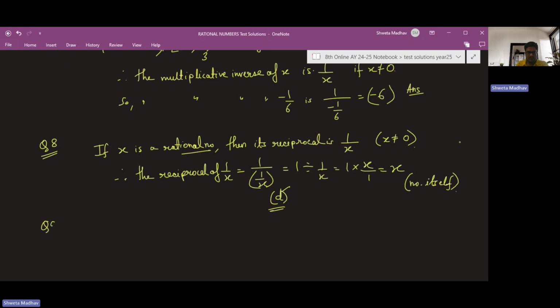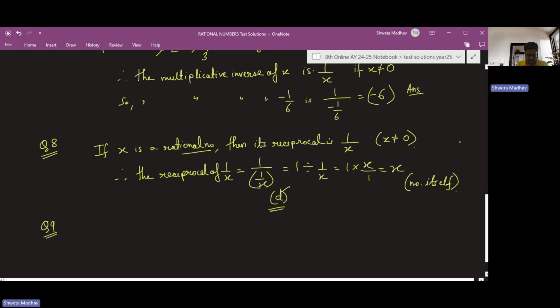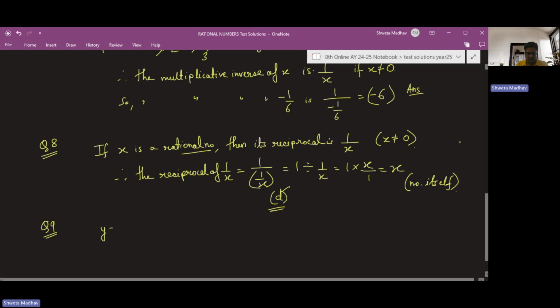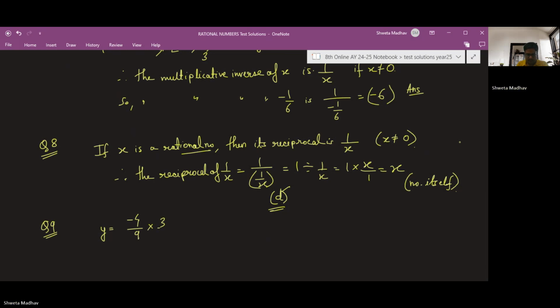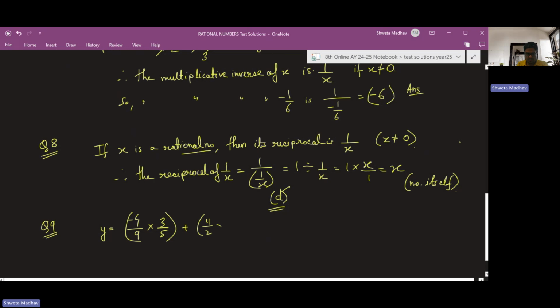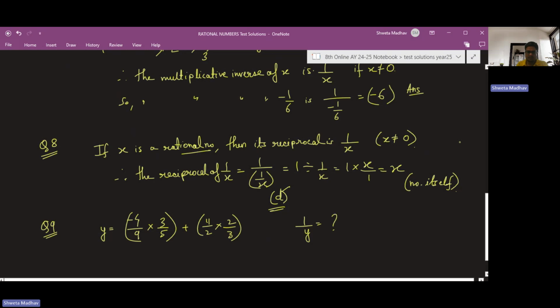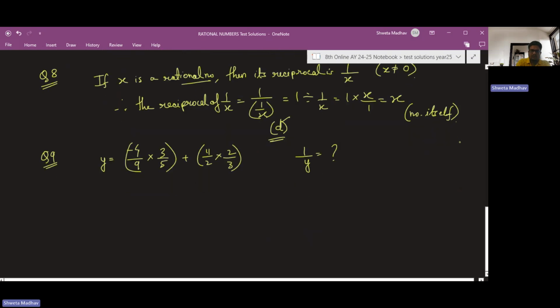Then in question number 9, we have to find the reciprocal of, let's say we take this as y. y is equal to -4/9 into 2/5 plus 11/2 times 2/3. So we have to find the reciprocal of this y, means 1/y value we have to find out.